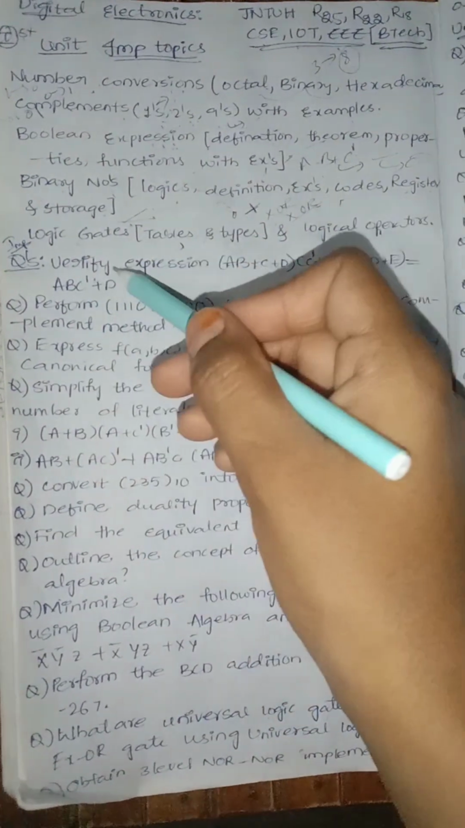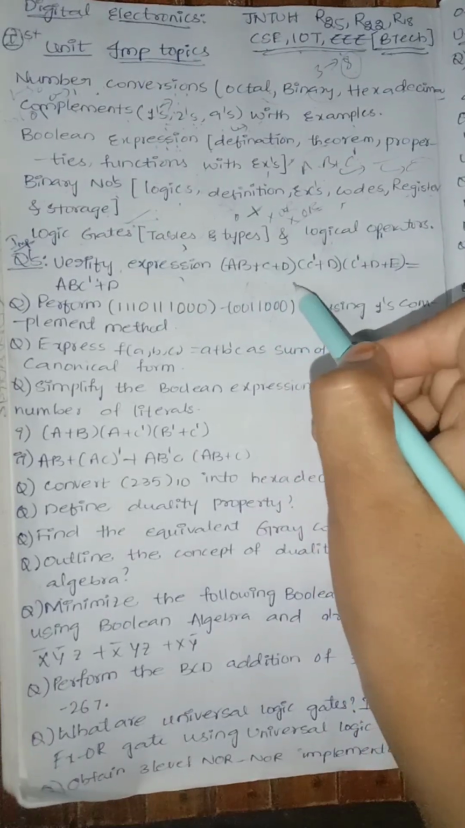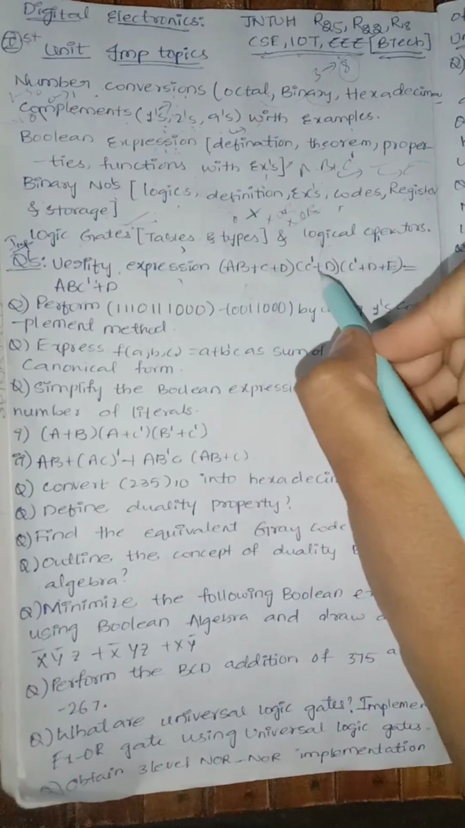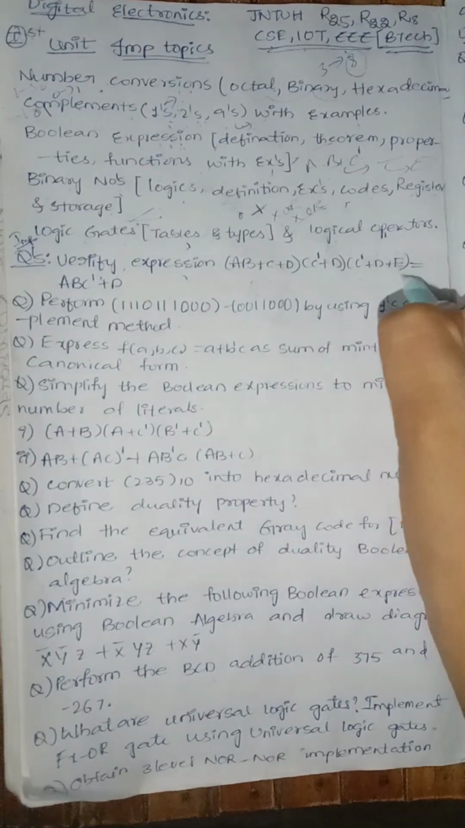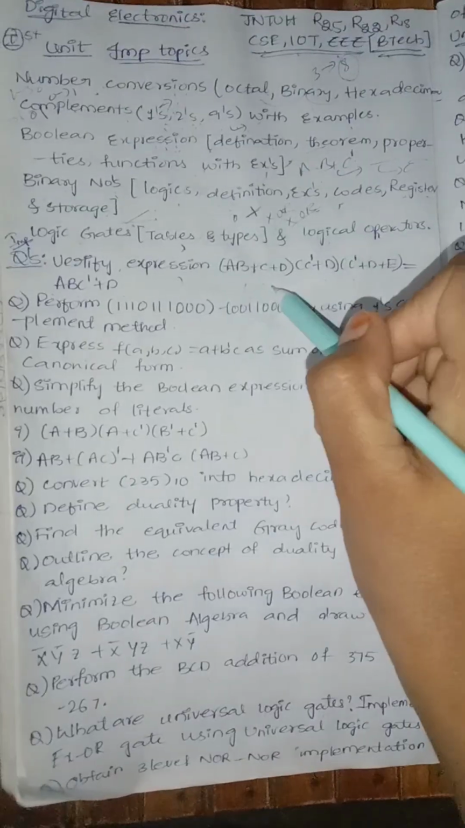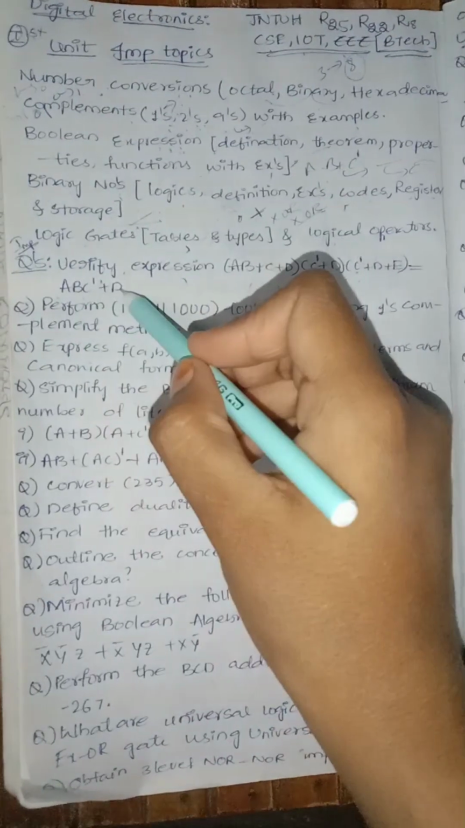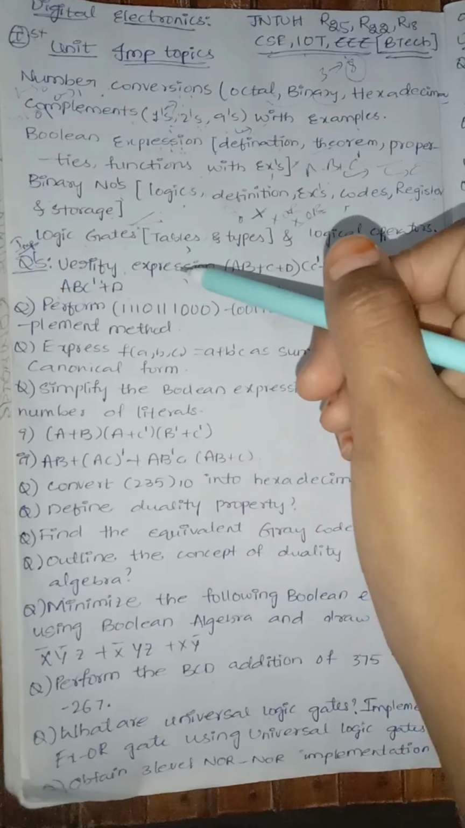Important questions, like verify the expression AB plus C plus D into another component C dash plus D into C dash plus D plus E equals AB into C dash plus D. We need to verify LHS equals RHS by using some properties. This is known as a Boolean expression.